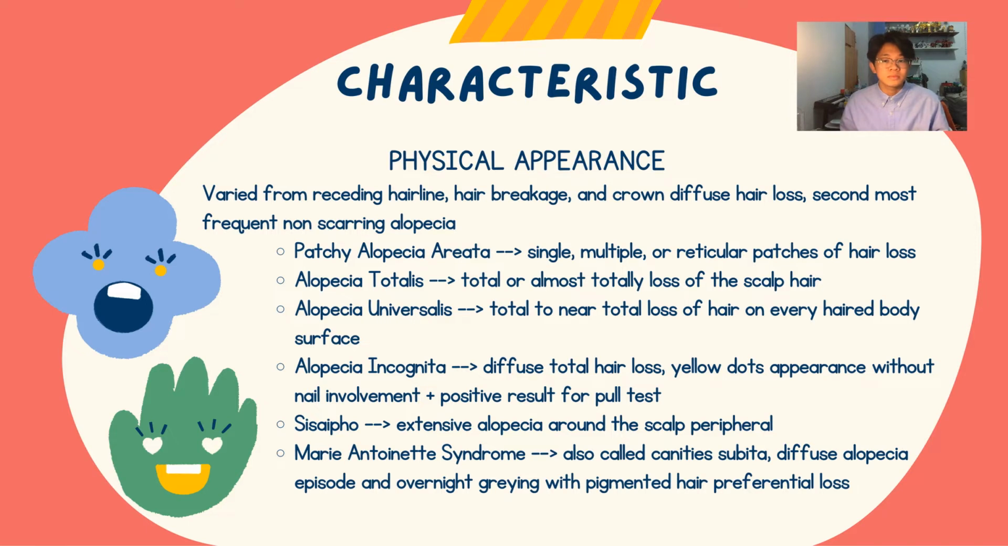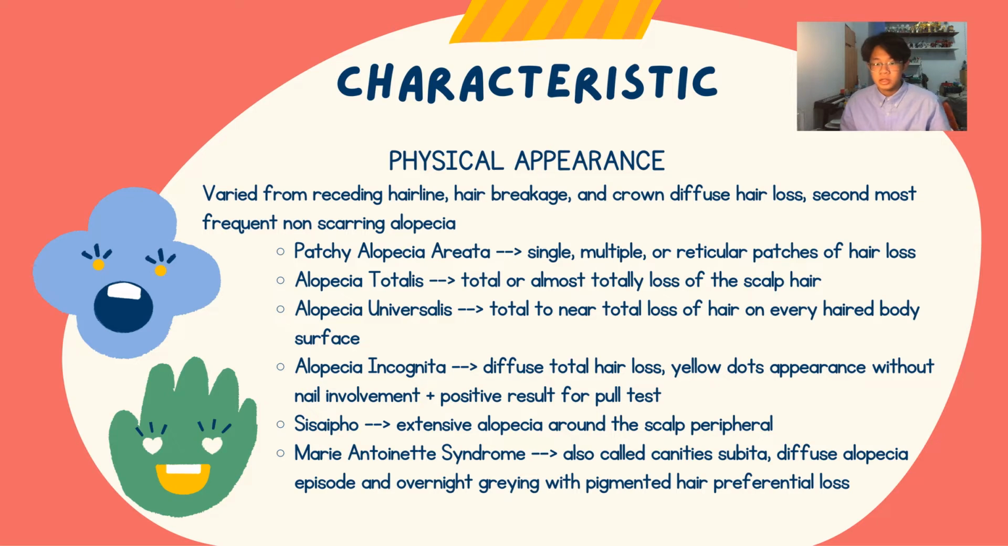The first type is patchy alopecia areata, which can manifest as single, multiple, or reticular patches of hair loss. The second type is alopecia totalis, which can be seen when there is a total or almost total loss of the scalp hair. Next is the third type, which is alopecia universalis.